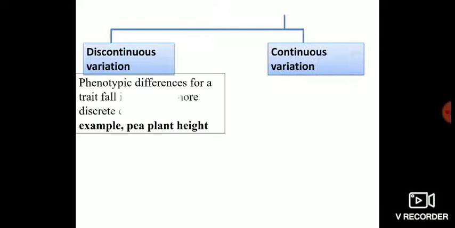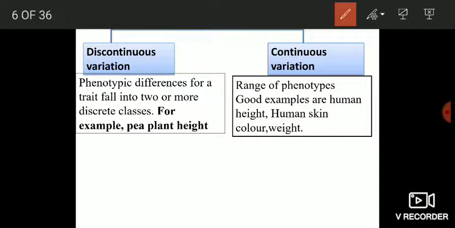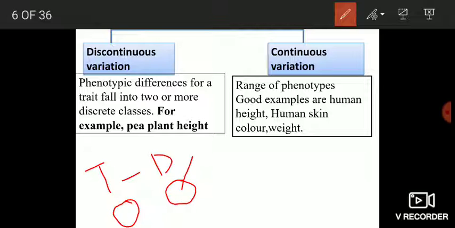Now there are two types of germinal variations. One is known as discontinuous variation, and the second one is known as continuous variation. In discontinuous variations, the phenotypic differences for a trait fall into two or more discrete classes. For example, you have a pea plant, and that pea plant can be either tall or dwarf. There is nothing intermediate between tall and dwarf. Or one pea plant has yellow colored flowers and another pea plant has red colored flowers. These represent two discrete classes for this trait, flower color. One represents yellow color and the second one represents red color. This is discontinuous variation. There is nothing intermediate between yellow and red.